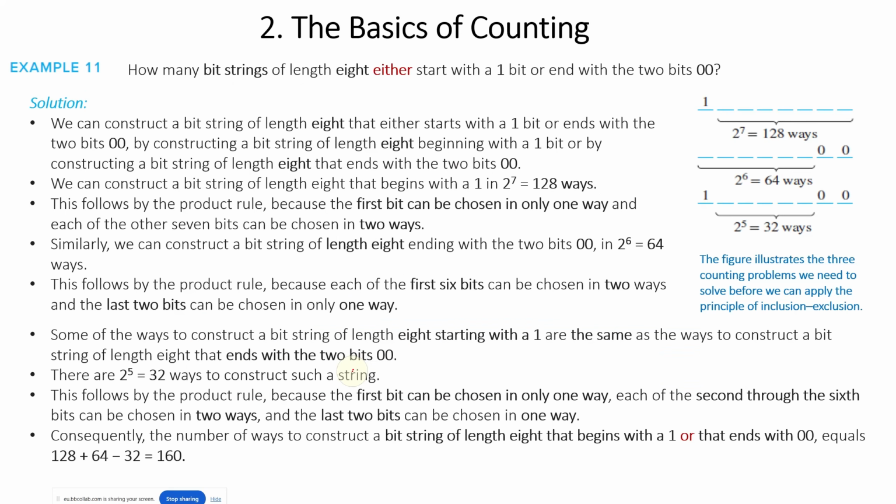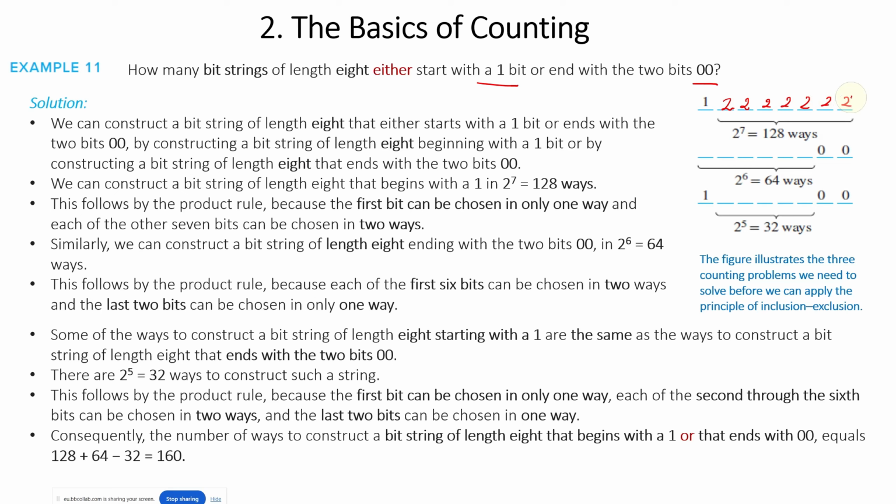A good example to illustrate that is, for example, how many ways can I have a bit string of length 8? That means I have 8 bits that either start with 1 or end with 0, 0. Now if I start with 1, if I count all the possibilities, that means this is going to be 1 for sure. How about the others? Well, I have two options each. It can be 0, it can be 1, each one of them.